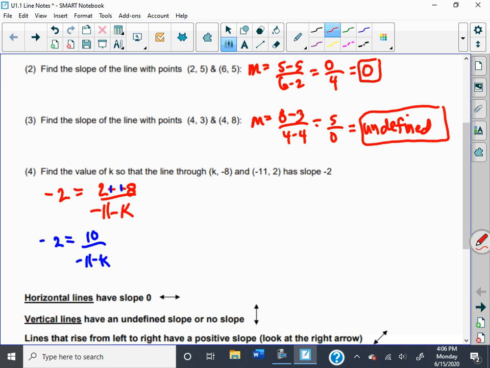Now, anytime we have a fraction equaling another fraction or a fraction equal just a number, we can make that a fraction, and we can just remember from geometry, we just multiply diagonally and then set them equal to each other. So negative 2 times negative 11 minus k is equal to 1 times 10, which is 10. Now we have to remember to distribute the negative 2 to both terms, so that's going to be 22 plus 2k equals 10. And we can subtract 22.